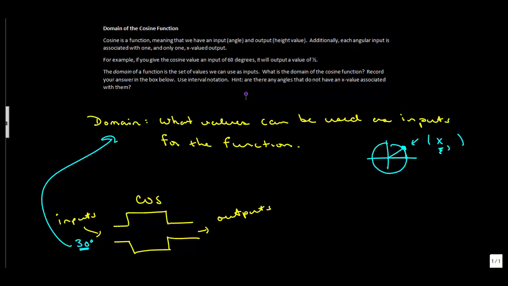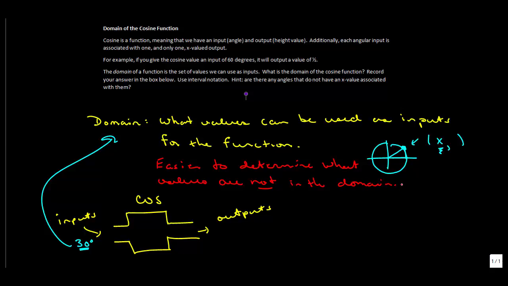So when you're looking at domain, I'll write this down for you, it's often easier to determine what values are not in the domain. So what we look at is, are there any angles that we can't plug in to the cosine function? Are there any angles that don't have a left or right movement? Okay, and the answer is no. There are no restrictions. There are no angles that are going to give us errors out.